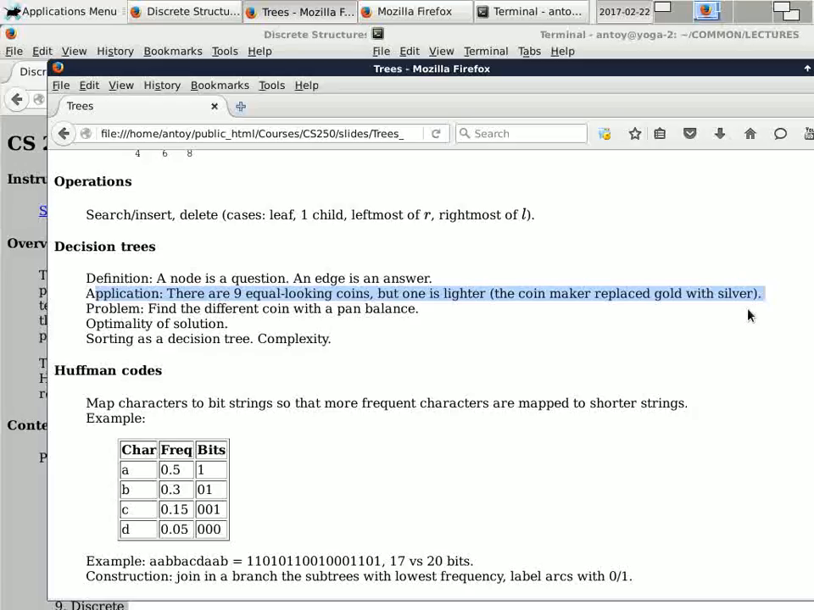So the 9 coins are not all the same. They all look the same, but one is lighter, because in that one, some gold was replaced with silver. Alright? And so now we want to find which one is lighter. And we have a pan balance. You know what a pan balance is?